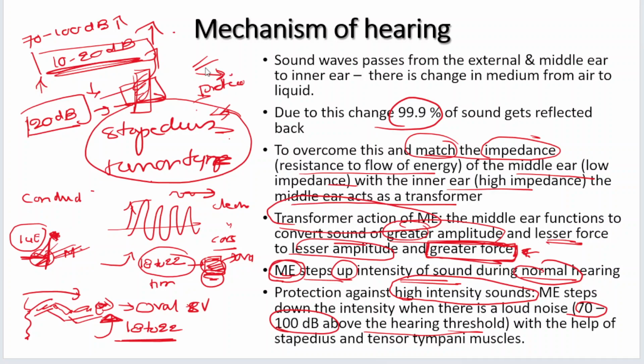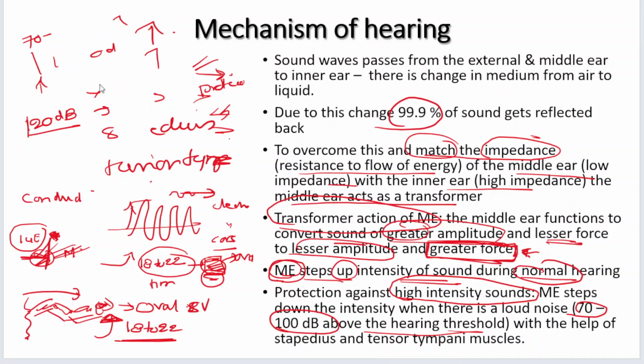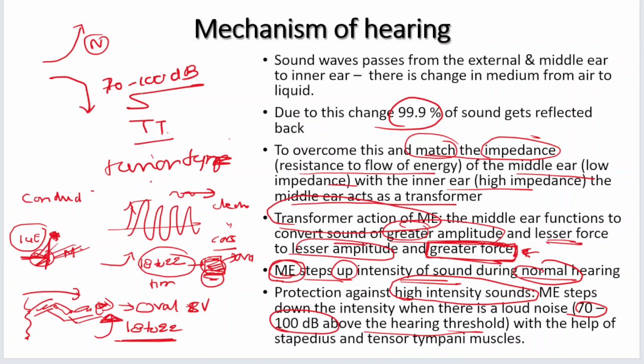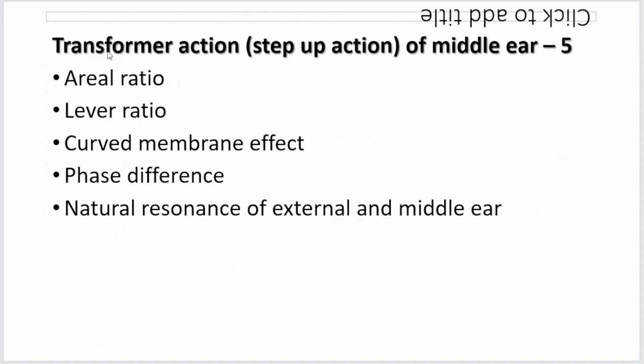So it is not a passive conductive apparatus. I'm repeating again and again so that you don't make the mistake that I made. It's actually a very active and dynamic thing, the middle ear. It is stepping up the intensity during normal hearing, and it is stepping down the intensity when there is a loud sound, 70 to 100 decibels above the hearing threshold, with the help of the stapedius and tensor tympani muscles. Okay, now coming to the transformer action.